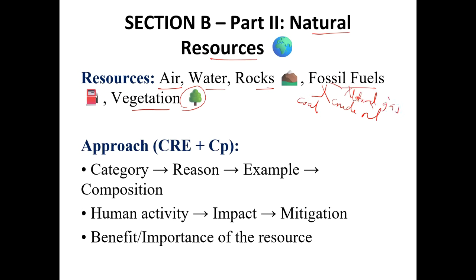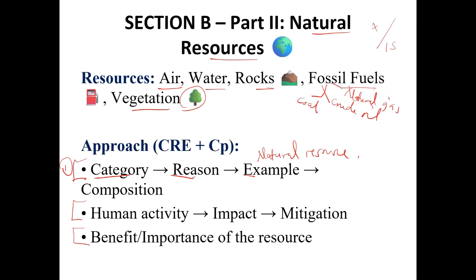Those are fossil fuels. Now, when we look at this part of natural resources, I normally tell learners that this is an area I expect everyone to get 15 out of 15. Let's see how you get all that 15. First, I expect you to have at least 3 paragraphs. Don't be wordy. Don't write a lot of words. I need 3 paragraphs. Paragraph 1, include the category, reason, and example of the natural resource.